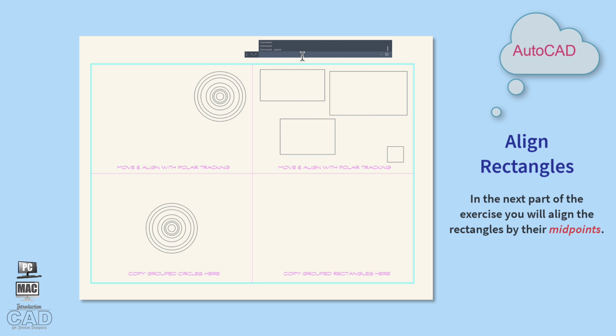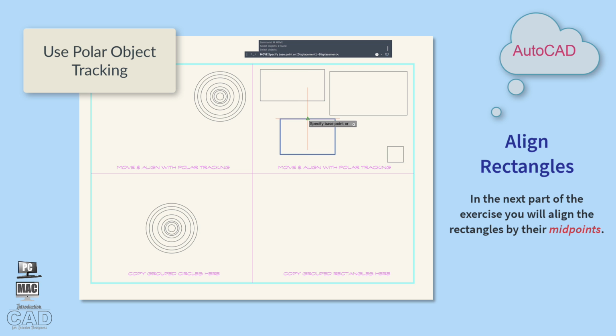In the final part of this exercise, you will align the rectangles by their midpoints. Use polar object tracking to locate the midpoint of vertical and horizontal lines of the rectangles to find the center of each. Align all of the rectangles as you see me do here.